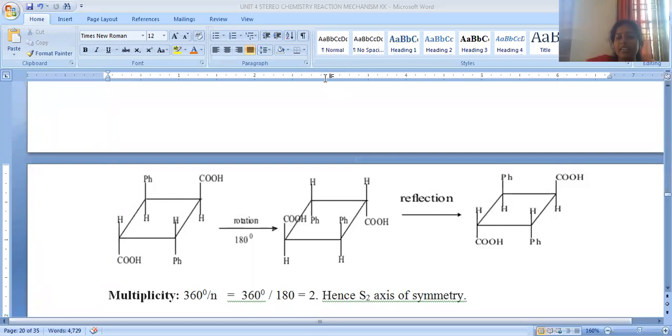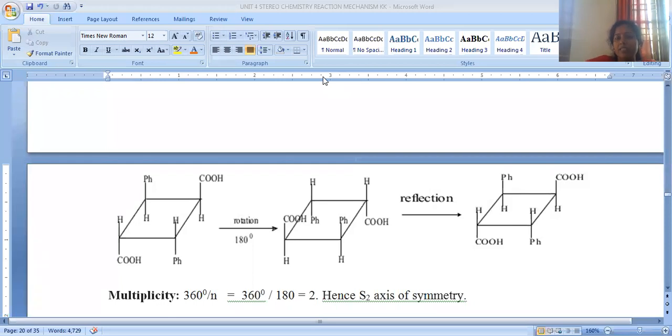Okay, and the second is the center of symmetry. If we draw two hypothetical lines in opposite directions, and those two lines reach identical functional groups in the opposite direction, that is called the center of symmetry.